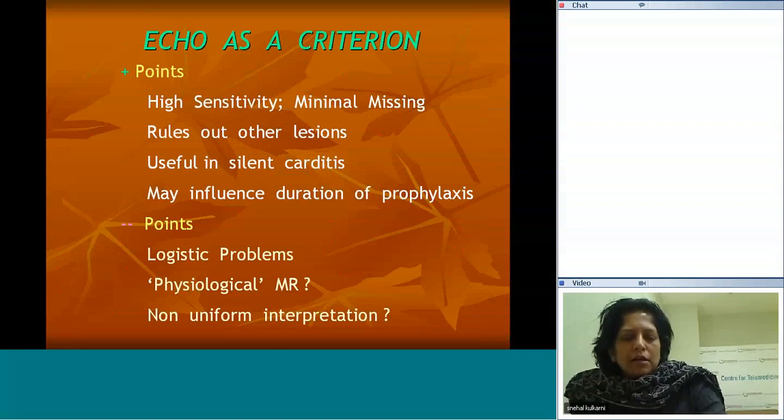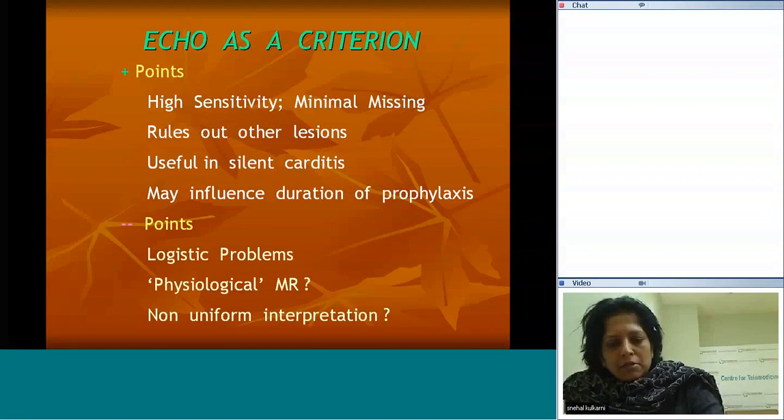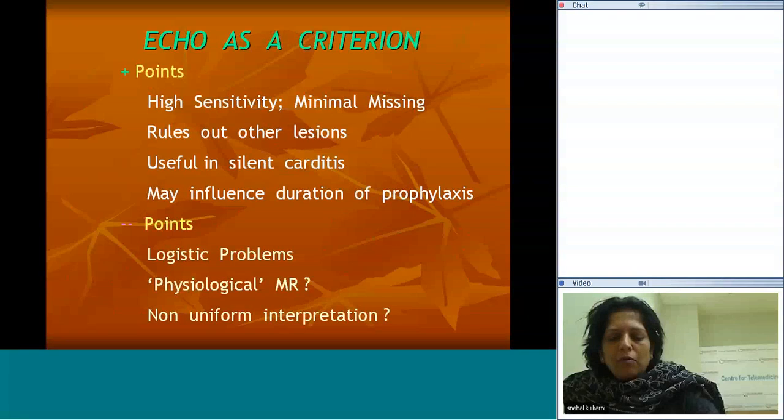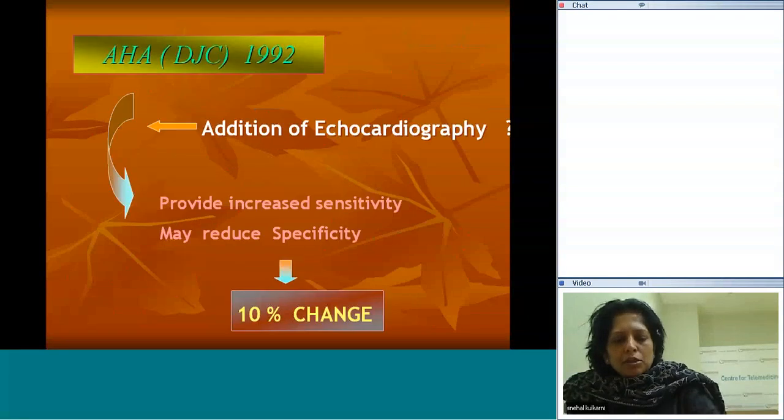So, if you see the arguments for and against including echo as a criterion for diagnosis, it has high sensitivity, minimal missing, rules out other structural lesions, is useful in silent carditis, and may influence the duration of prophylaxis. But the points against are that it really has logistic problems. We may overdiagnose physiological MR as rheumatic carditis, and there may be a non-uniform interpretation for diagnosis of rheumatic carditis.